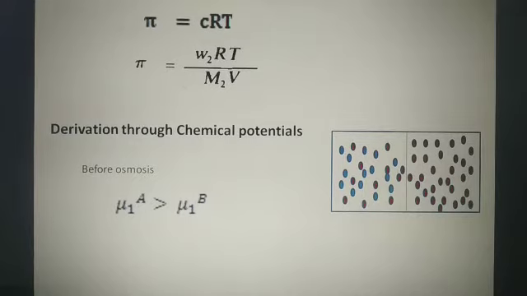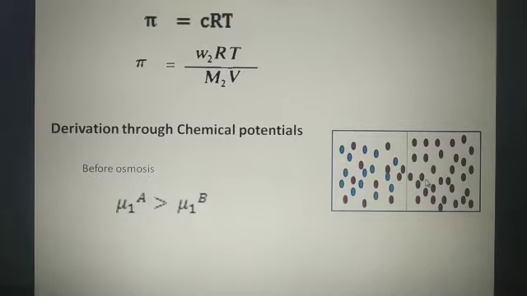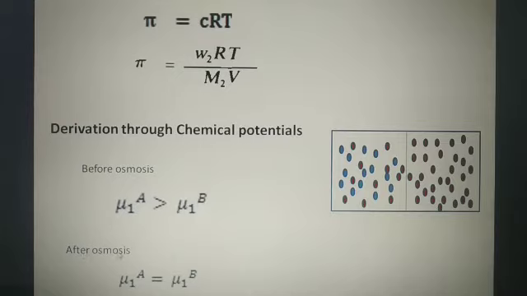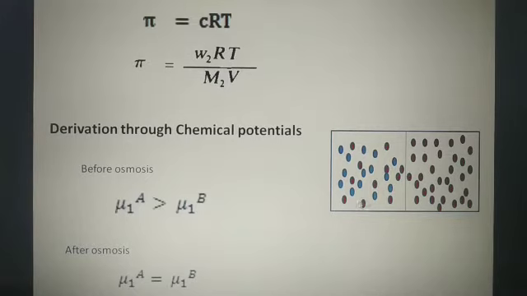There are two components. One is the solute, another is the solvent. Only the solvent is moving, so it is the solvent's chemical potential that is being considered. So the chemical potential of the solvent is more on this side and less on this side. So mu1 in the solvent side is more than mu1 in the solution side. When osmosis has taken place, the chemical potential of the solvent becomes equal on both sides.